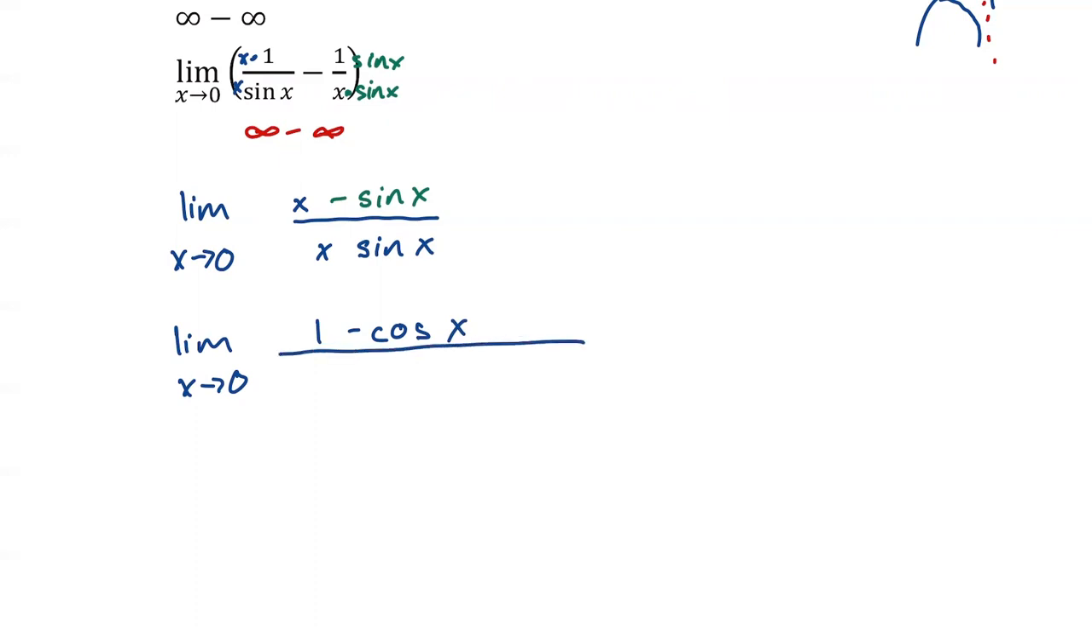Denominator, we will use the product rule here, because this is the product of x and sine of x. So it's first times the derivative of the second, plus the second times the derivative of the first. Product rule.